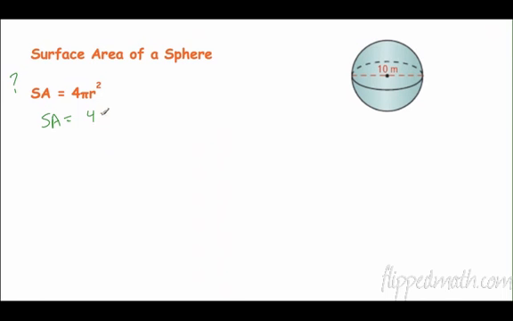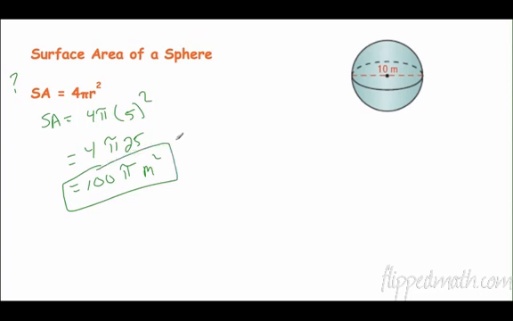So let's take a look at this. Surface area, 4 pi r squared. What is r? r is going to be 5. Alright, so 5 squared is 25. 4 times 25 is going to give us 100 pi meters squared. And remember, it's squared because we're using area, which is always squared units.